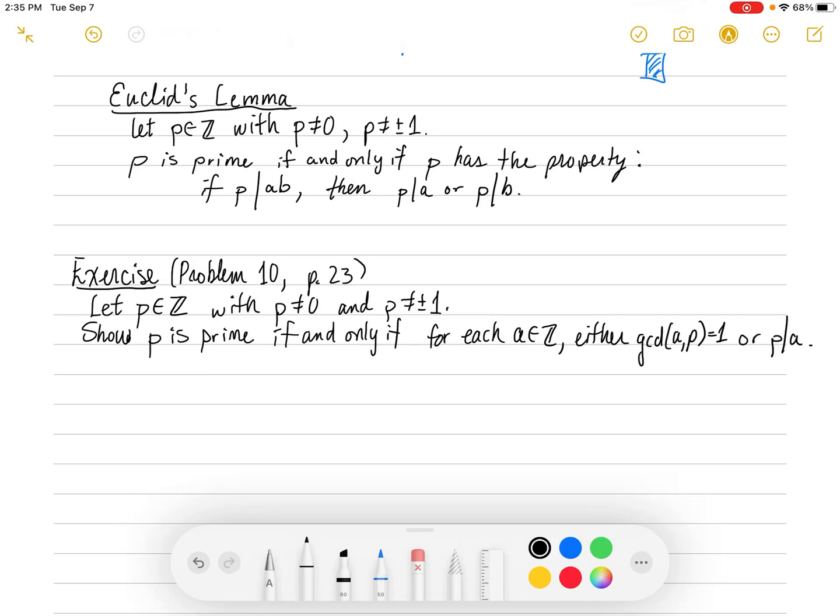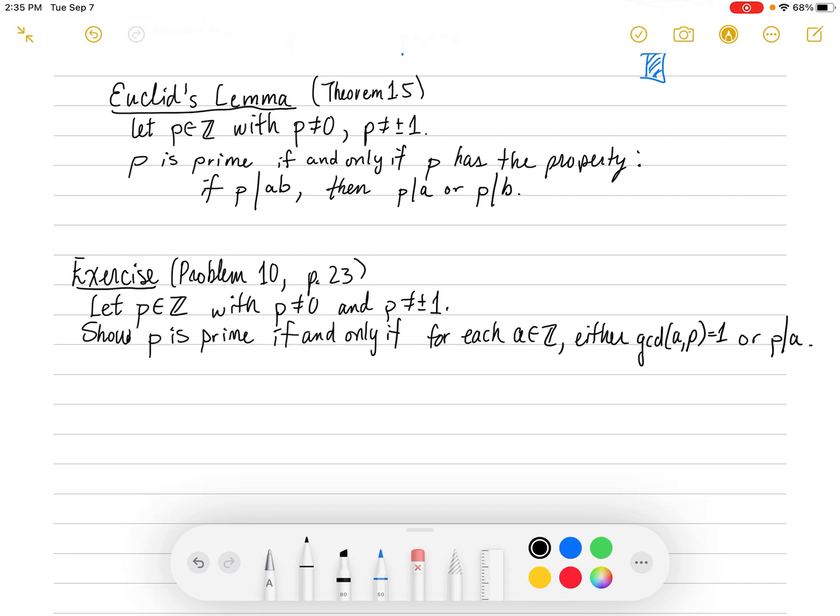So I believe it was in our last video that we looked at Euclid's Lemma, which was theorem 1.5. It basically said if you have an integer p that's neither 0 nor plus or minus 1, p is prime if and only if p has this awesome property: if p divides a product ab, then p divides one of the factors, p divides a or p divides b. That's a characterization of a prime p.